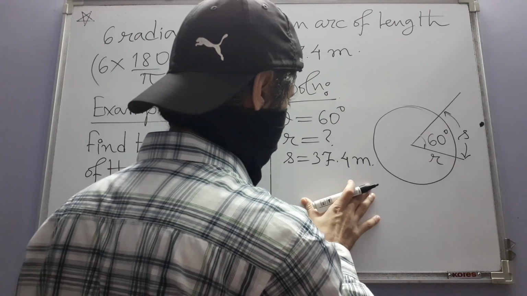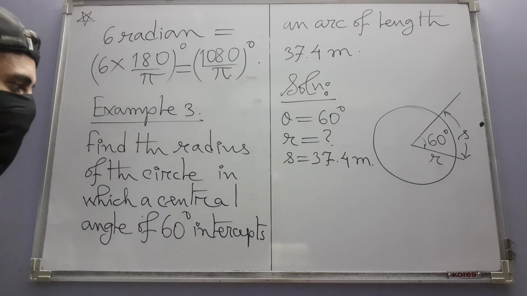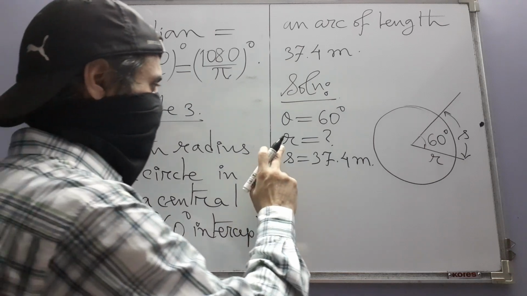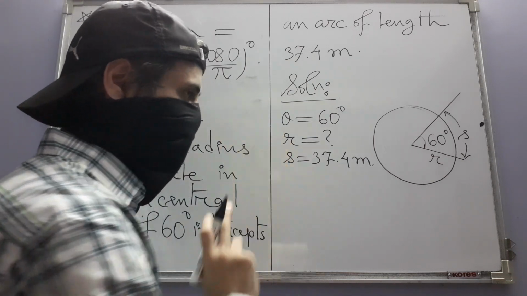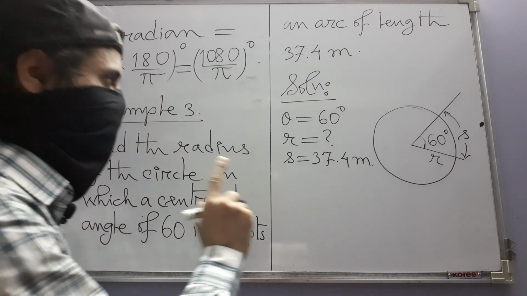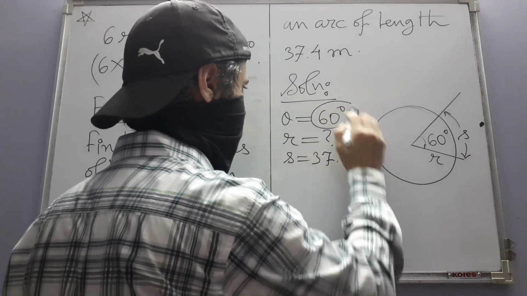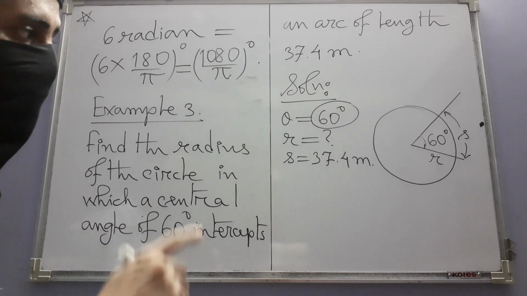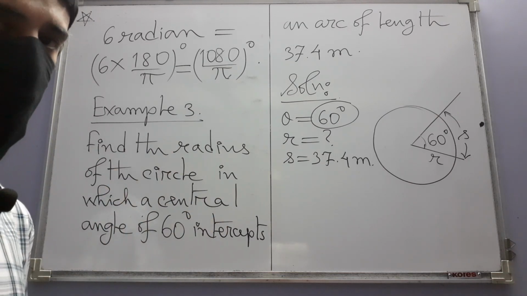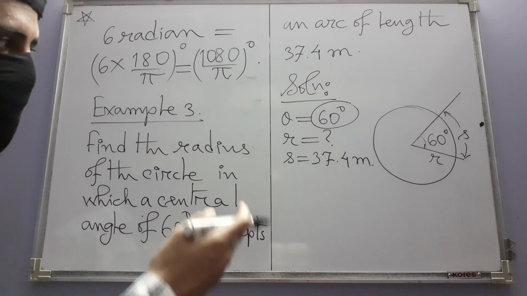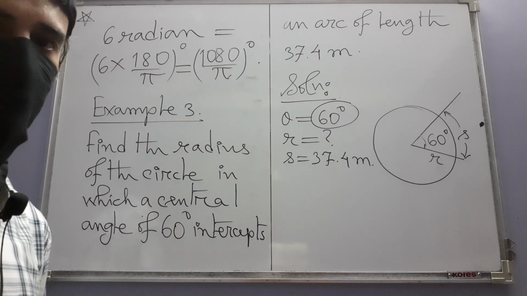So instead, let us do the problem. Note that here we have the three ingredients, among which we have to find R. We are given theta and S, but the important thing to note here is that theta is not in radian. So you have to first convert it into radian, and then only you can use the relation that theta equals S over R. If you simply write 60 degree equal to 37.4 divided by R, that is wrong.